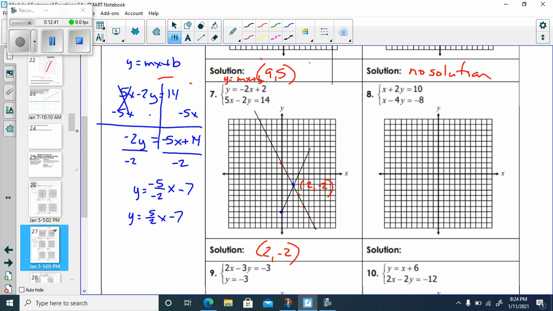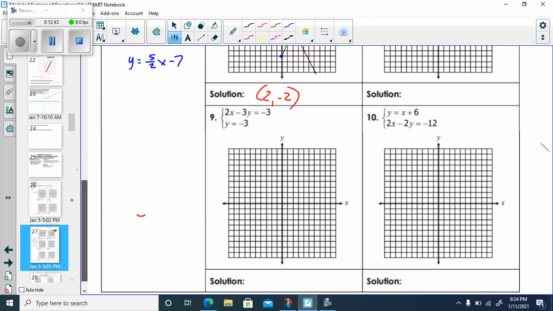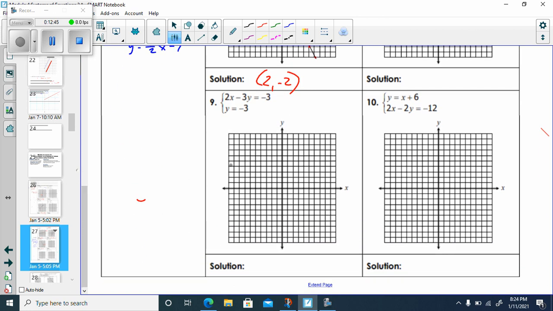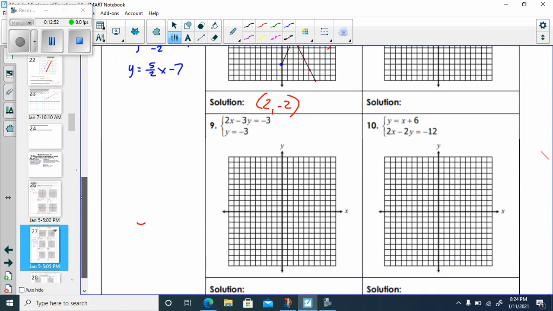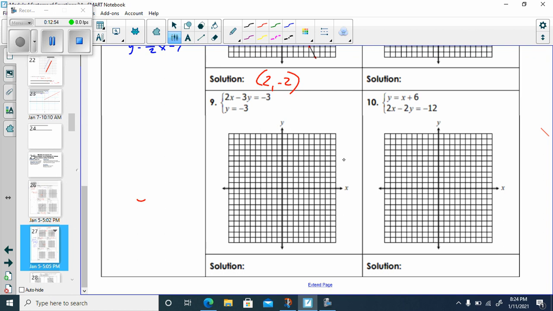Okay, now we're going to skip 8. All right. And we're going to skip 9 because we're not going to keep doing lines where we have to solve for y. I don't think you'll have to do too many of those. Okay. I do want to show you number 10, though. Let's look at number 10.